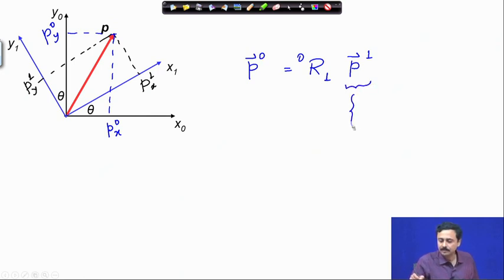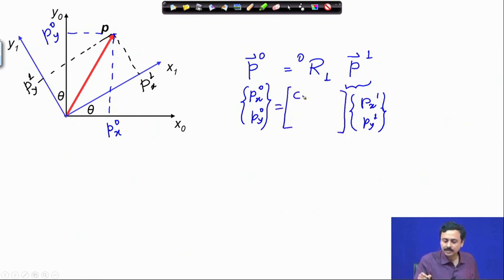This is nothing but p x 1 p y 1, and the p 0 vector is p x 0 p y 0. And the rotation matrix, we have already discussed this. The first column of the rotation matrix is the representation of x 1 in x 0 y 0, which is cos theta sin theta, and the second column of this rotation matrix R 1 2 0 is the representation of y 1 in x 0 y 0, which is minus sin theta cosine theta. So, this was the direct construction.